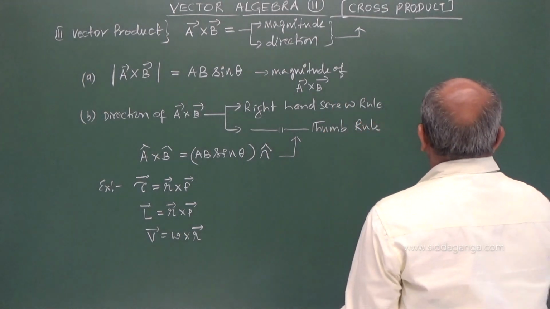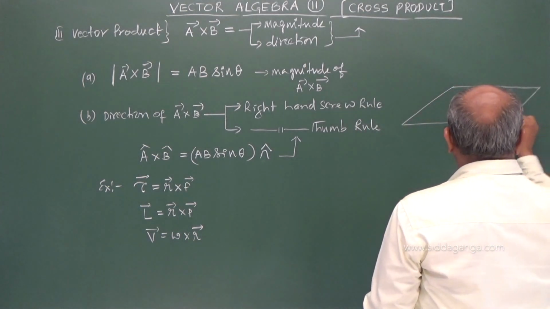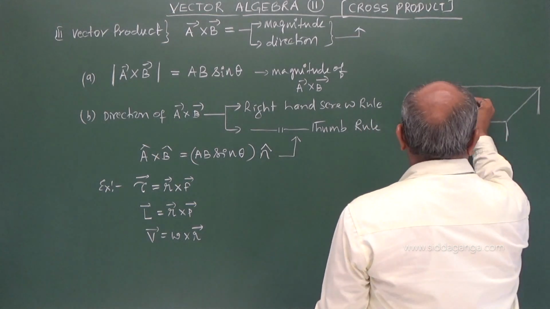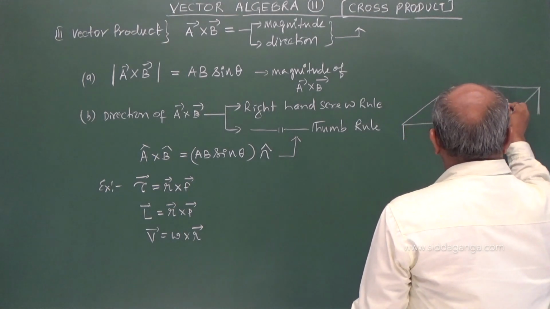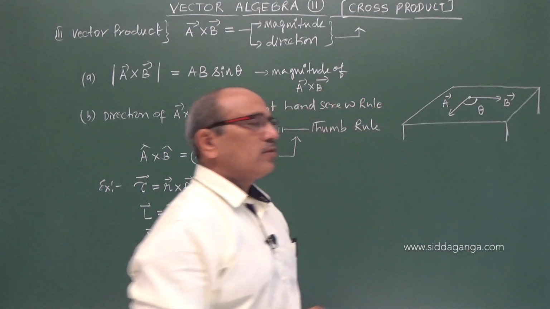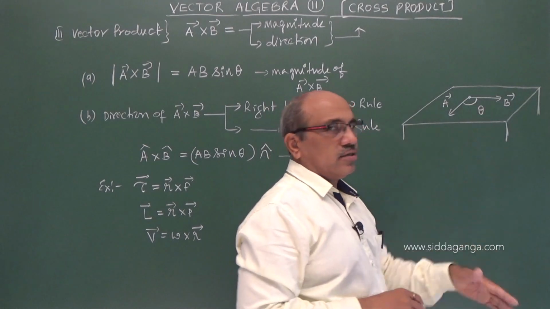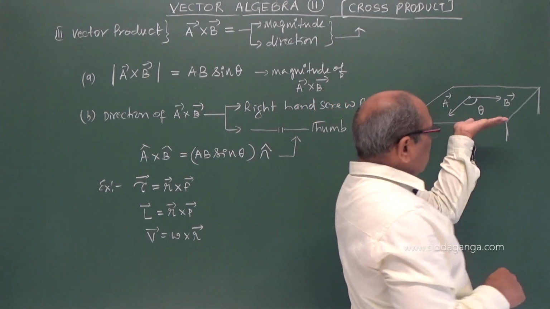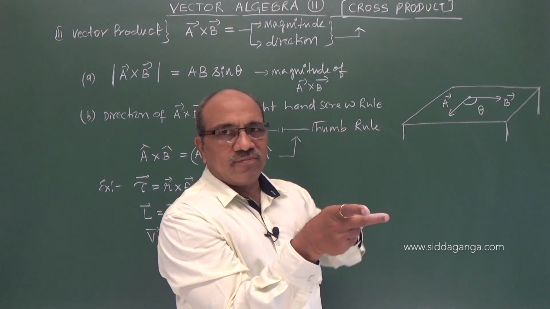I will show it by representing. Let us consider a frame here perpendicular to the board. I am taking this as perpendicular to the board. Now one vector is A and the other vector is B. The angle between them is theta. It is the plane in which the two vectors exist, vector A and vector B.